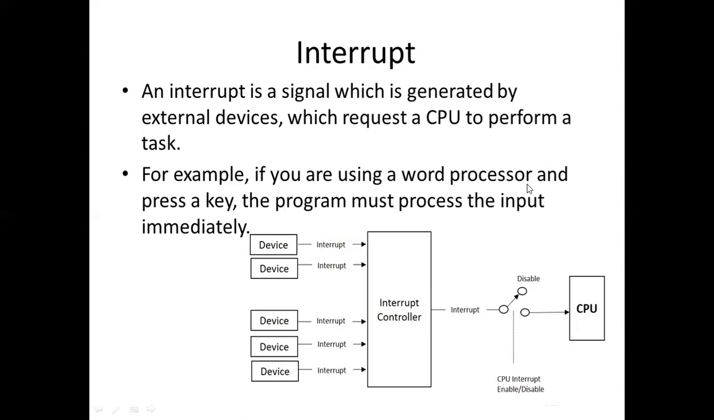So if you're using a word processor and press a key, the program must process the input immediately. And because the program needs to process this input immediately, and the CPU was busy on something else, it needs to interrupt the CPU. Whatever instructions or function the CPU was doing needs to stop, so that it can respond to the request of the keyboard. I hope this makes sense.